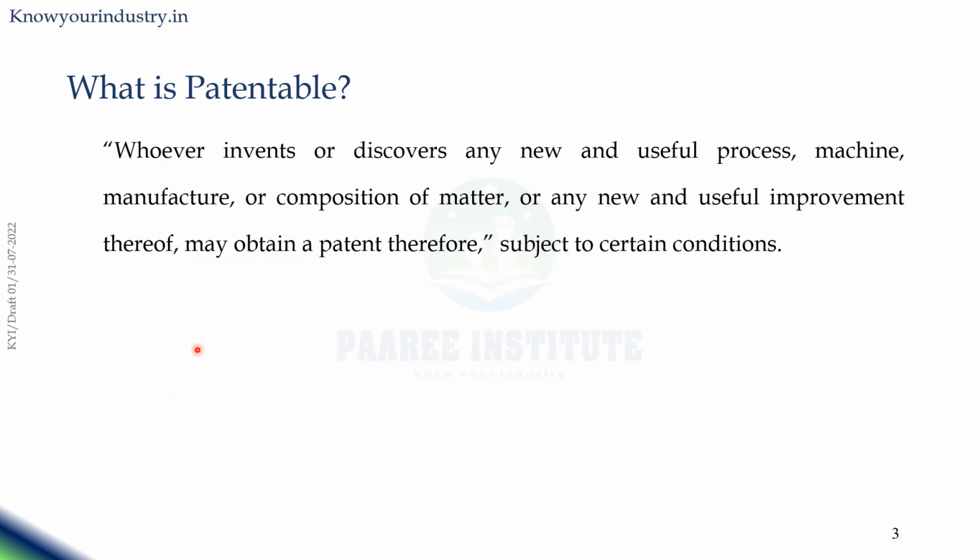What is patentable? As we discussed before, whoever invents or discovers any new and useful process, machine, manufacture or composition of matter, or any new and useful improvement thereof, may obtain a patent, subject to certain conditions.